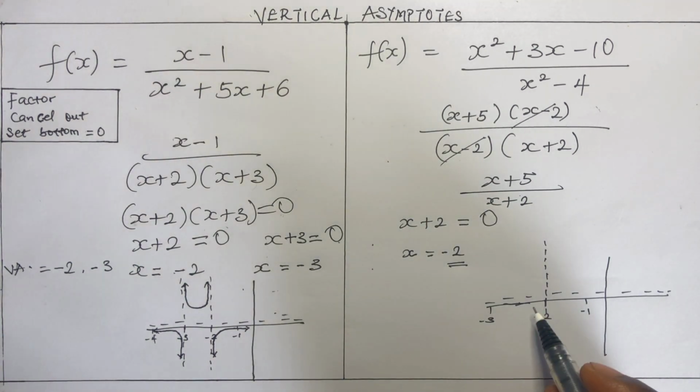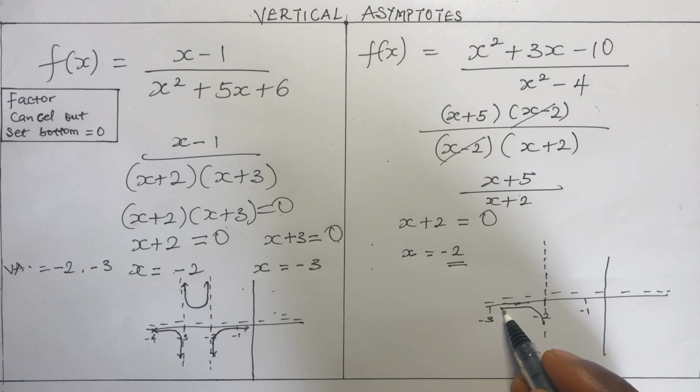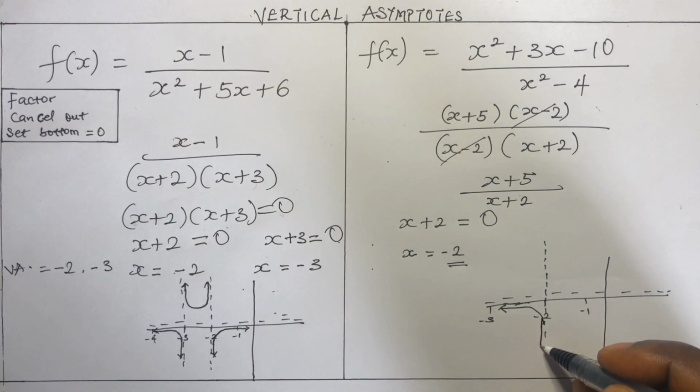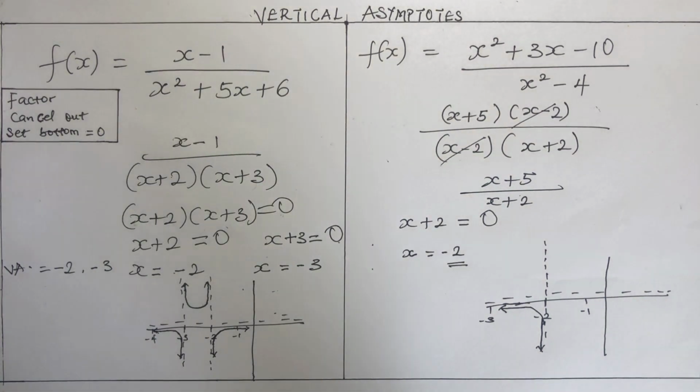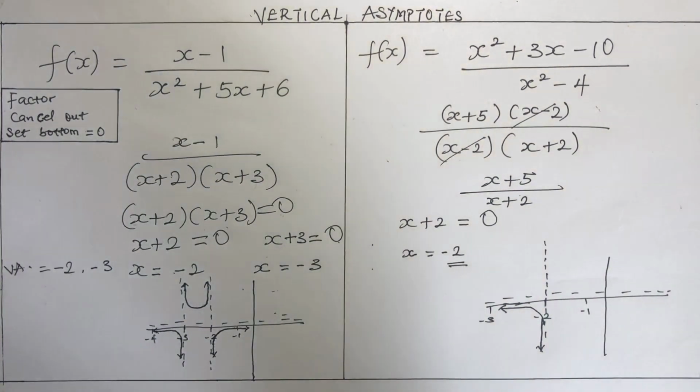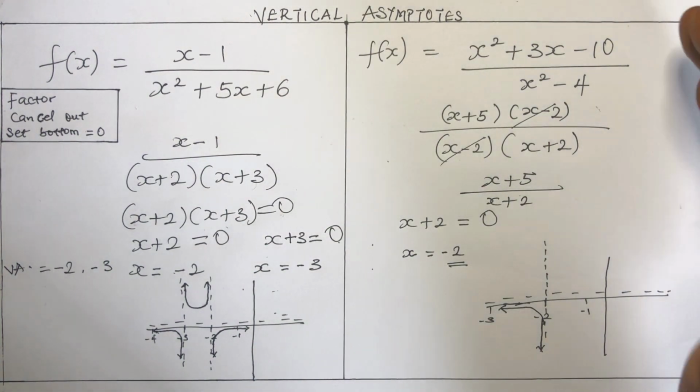So our graph will go this way, right, to -infinity, without cutting across this line. It will almost touch the line, the dotted line, but it will never cut across. It will never touch the line, right? So this is actually the representation of the vertical asymptote of this function.